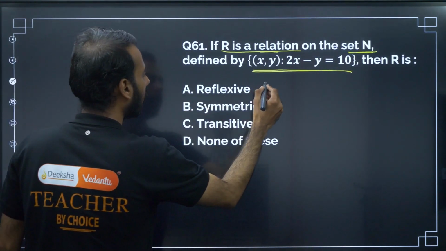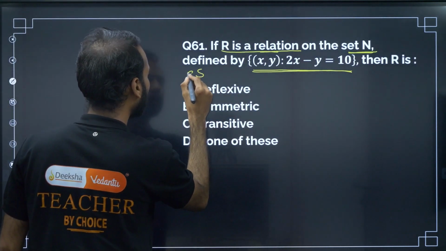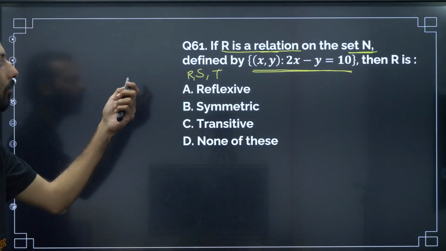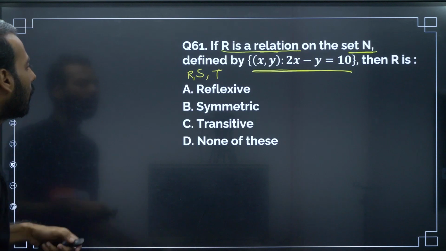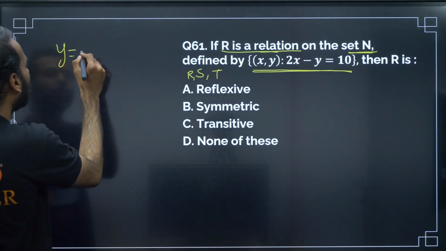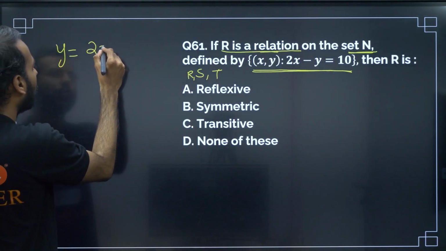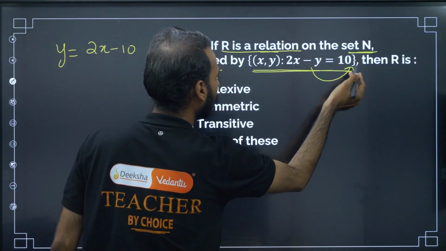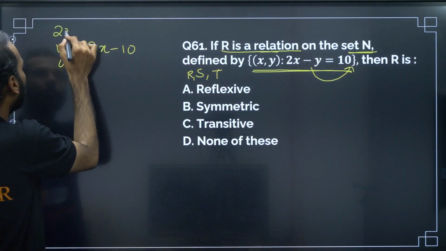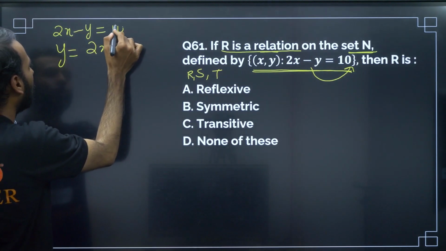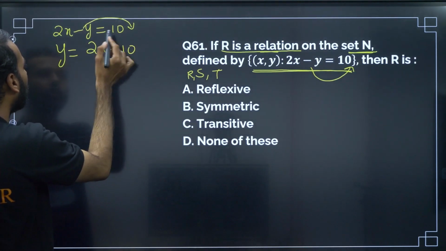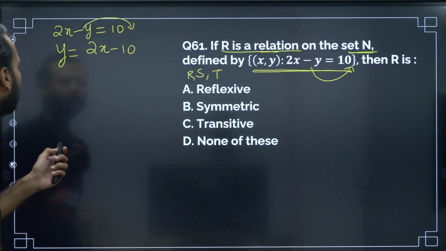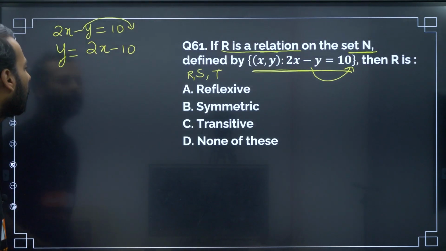For that, generally we go for checking reflexive, symmetric and transitive. These three things we will check and then come to a conclusion of what type of relation it is. So first, let me write the relation 2x minus y is equal to 10. I am transposing this y to the other side, so this becomes y is equal to 2x minus 10. So y is equal to 2x minus 10 is the given relation.